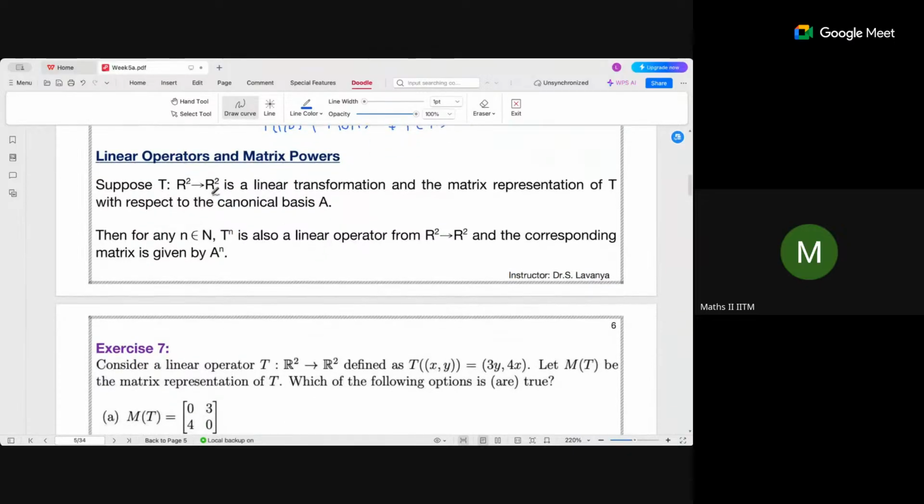Okay. So now we know that if you have T from R2 to R2, and A is the matrix with respect to T, then for T power n, the corresponding matrix is A power n. Because what is T power n? For example, T squared is simply T composition T, and T power n is the composition of T, n times. And you know that the matrix of T squared is A squared. So the matrix of T power n should be A power n, right?